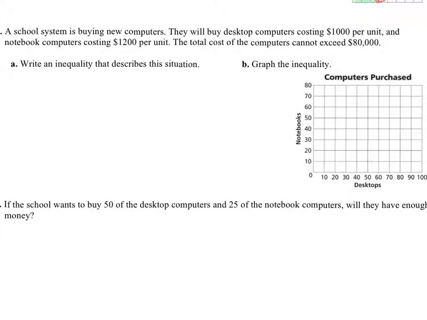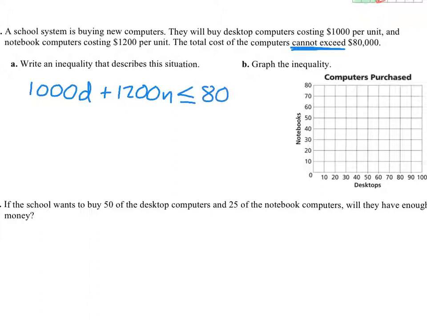So it looks like they're going to spend 1,000 times D number of computers, and then they're going to spend 1,200 times N number of computers, and cannot exceed means less than or equal to. Cannot exceed 80,000.